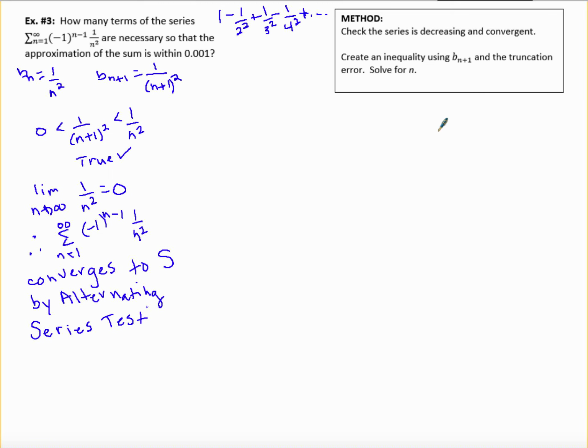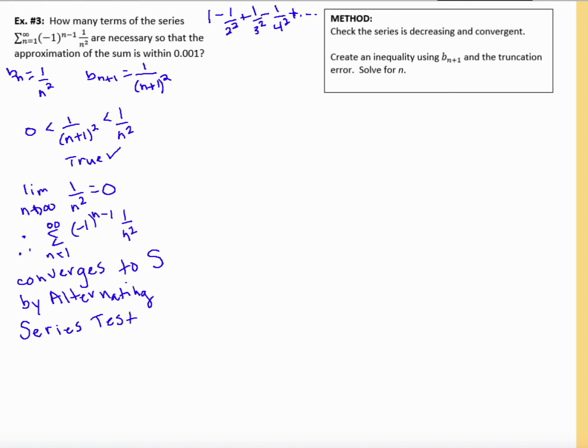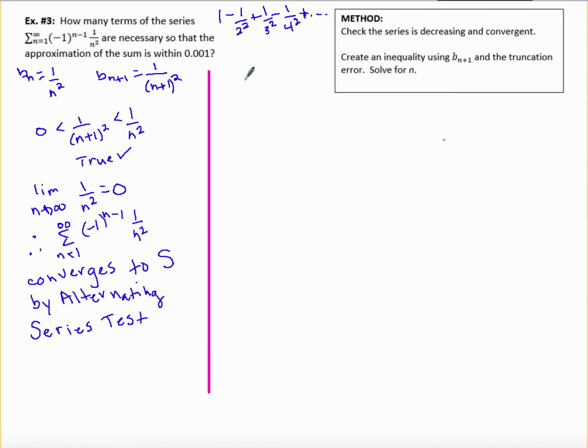All right, so now let's check for the error. So when I'm checking for the error, I'm going to use the definition that we got before. The definition was that r sub n, the amount of the error, is equal to the absolute value of our sum minus the sum of the first n terms. So our altogether sum minus the partial sum that we would be adding together.